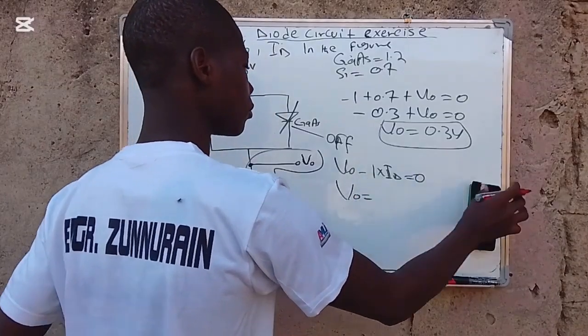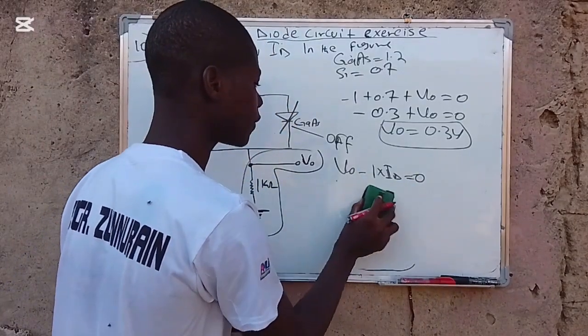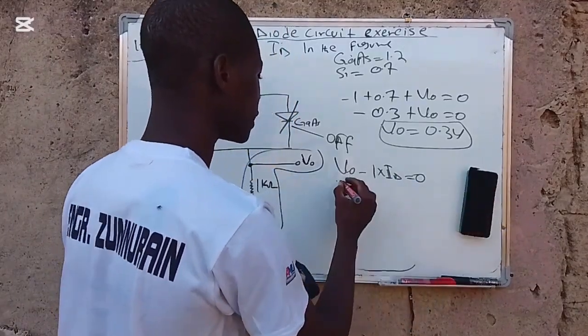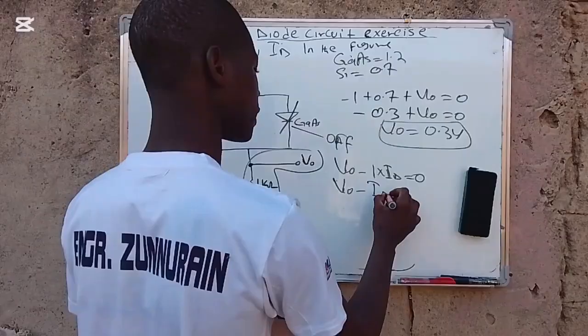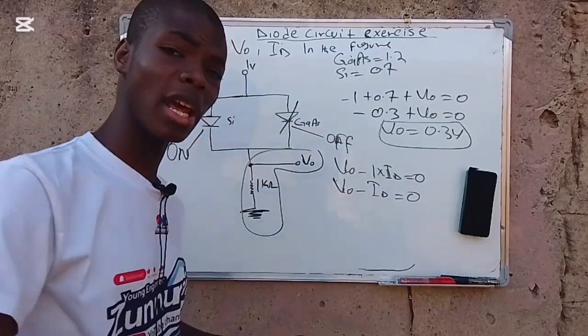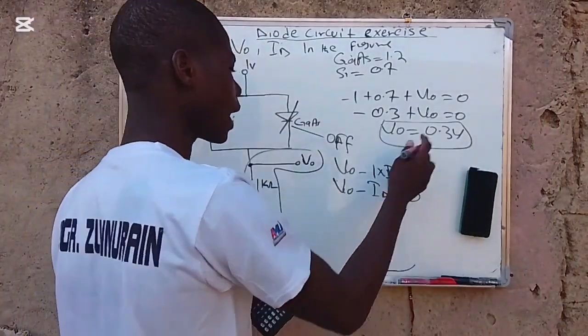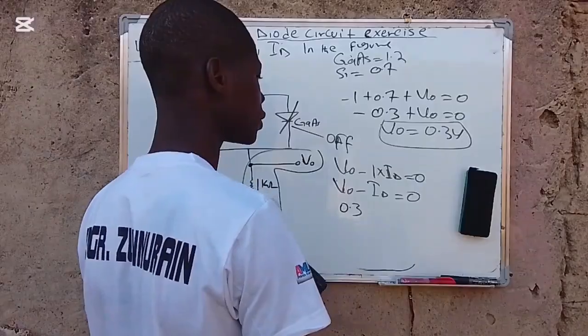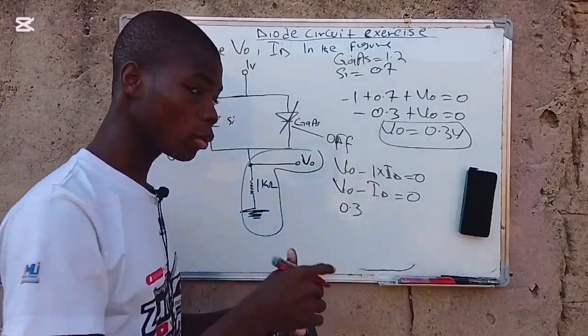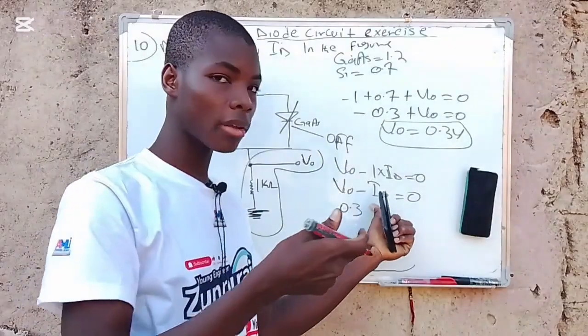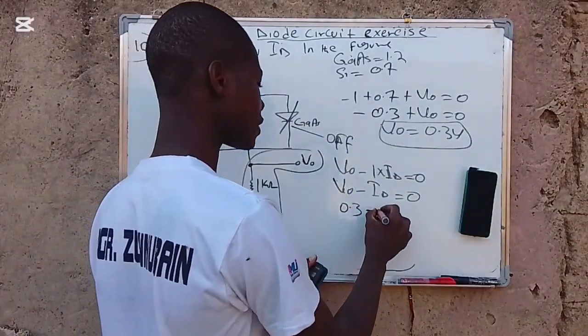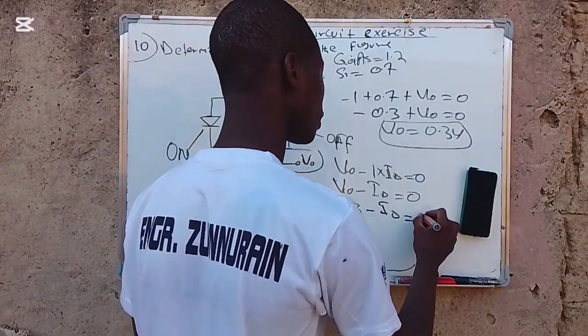But I have to say that it's the same thing as saying V0 minus the current, which is ID, because 1 multiplied by ID is the same thing as ID, but I have this, which is 0.3. But don't forget the kilo: the resistance multiplied by this diode, there is kilo inside. So therefore I have to say minus ID is equal to 0.